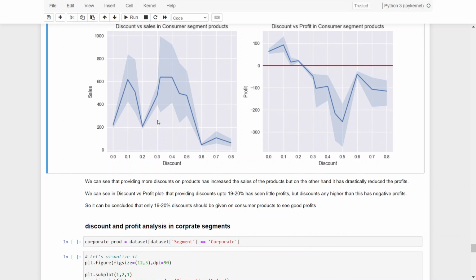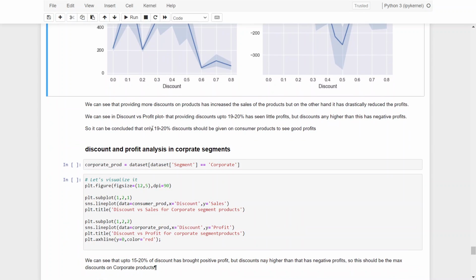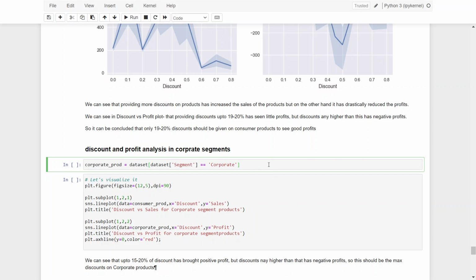So it could be concluded that only 10 to 20% discount should be given on consumer products to see a good profit. Yes, you should give only 10 to 20% discounts on consumer products to see a good profit. After that, I'm going to do the discount and profit analysis in the corporate segment.